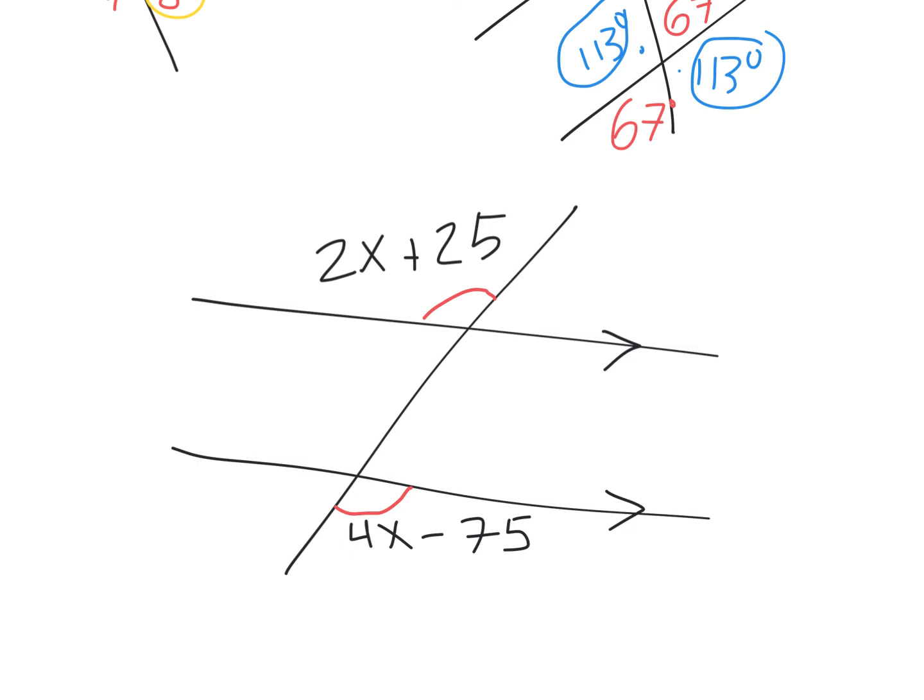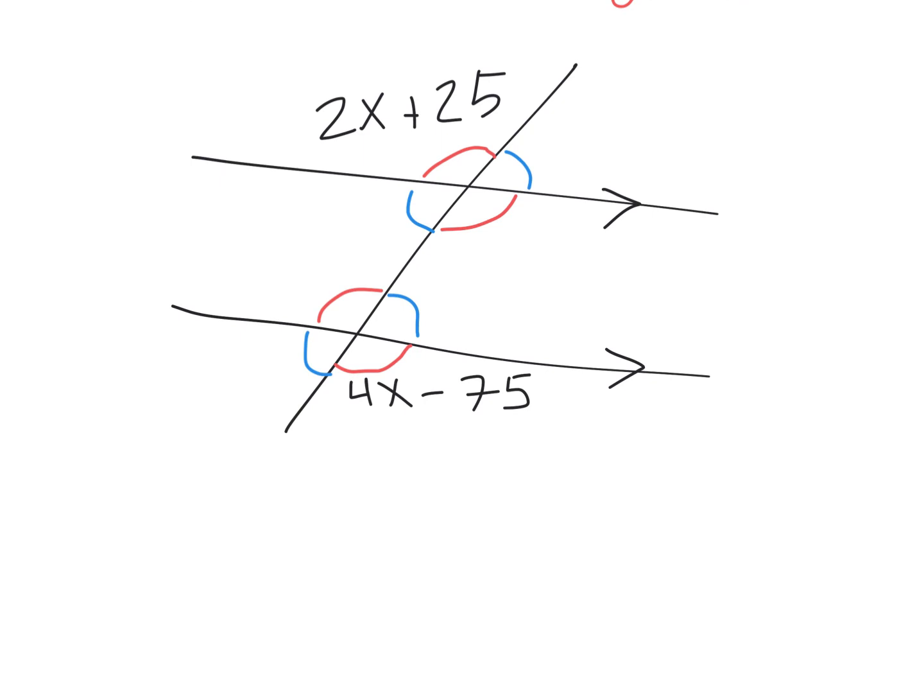Well, I like to quickly take a look and find all of my angles that correspond to each other. And I just switched these into different colors. But we can see here that 2x plus 25 and 4x minus 75 are alternate exterior angles. They're outside of the parallel lines, and they're on opposite sides of the transversal here. And so we know that these angles are going to be equal to each other. So we can just make an algebraic equation and say that 2x plus 25 is equal to the other angle measure, which is 4x minus 75.